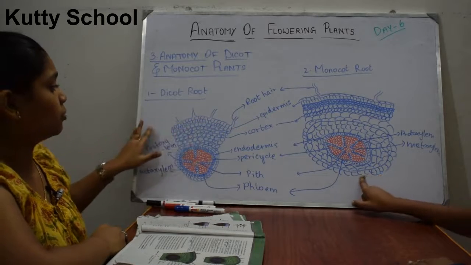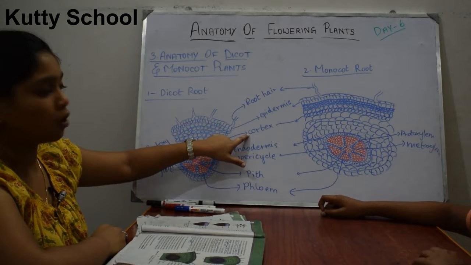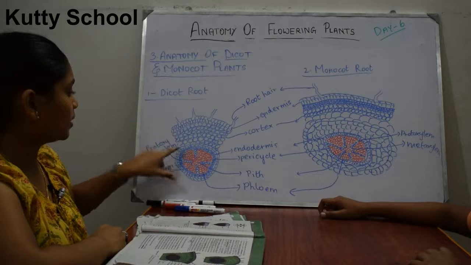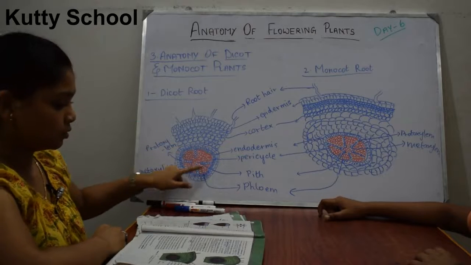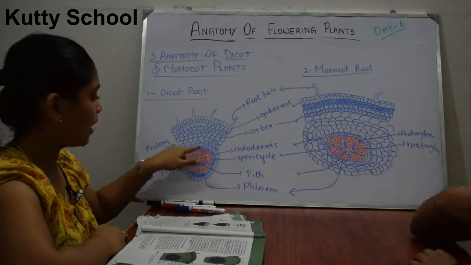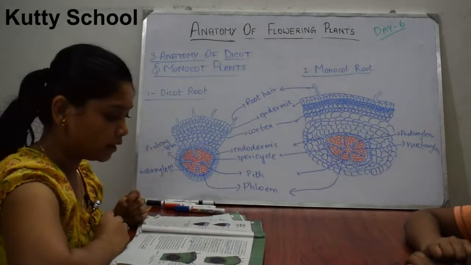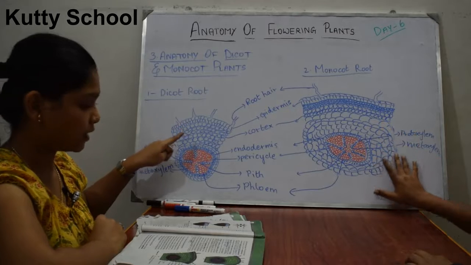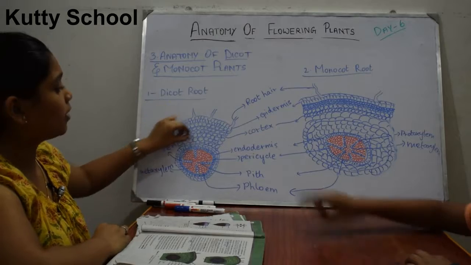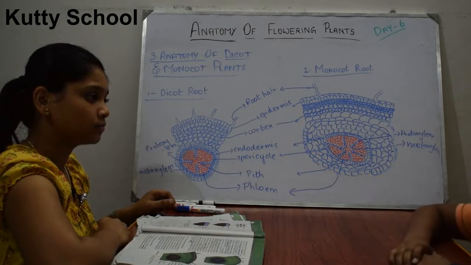The epidermis is the outermost layer, and after the epidermis there are some parenchymatous cells, that is the cortex. So cortex cells are parenchymatous cells, and after the cortex there comes the endodermis. It comprises a single layer of barrel shaped cells. Can you see? Barrel shaped cells, endodermis. The cortex has very small intercellular spaces, whereas the endodermis does not have that many spaces.